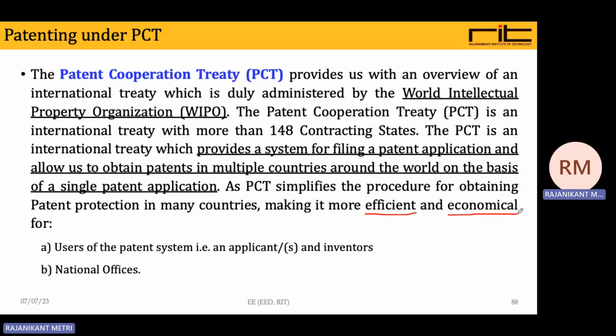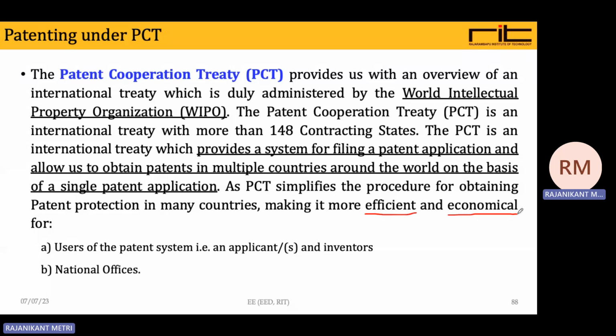It simplifies the patent filing process. That's important. It simplifies the process for the applicant, and the ultimate decision to grant a patent vests exclusively with each national or regional patent office. And a single PCT application has the same legal effect as a national patent application in each of the PCT contracting states. Without PCT, we would have to file a separate patent application in each country separately and independently, and everywhere we need to pay the fees, and that is not efficient and not economical also.